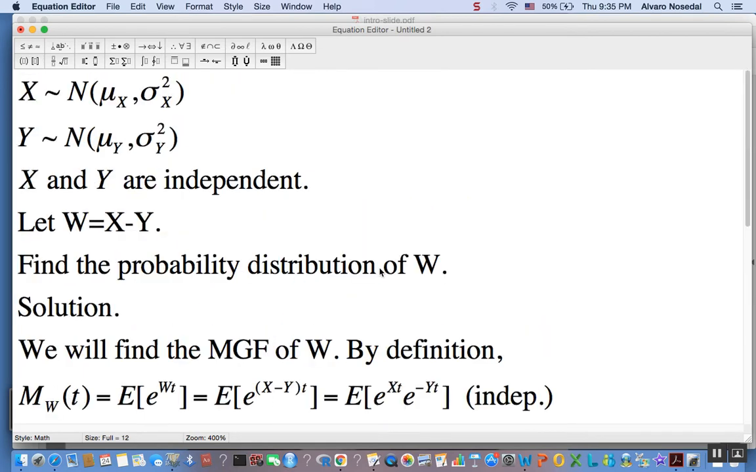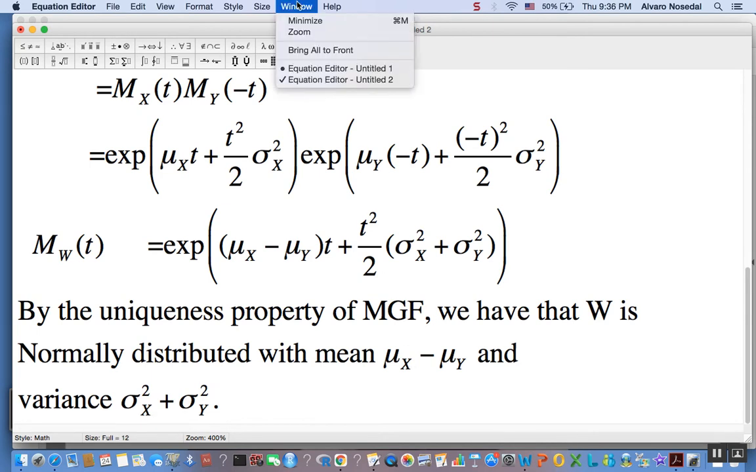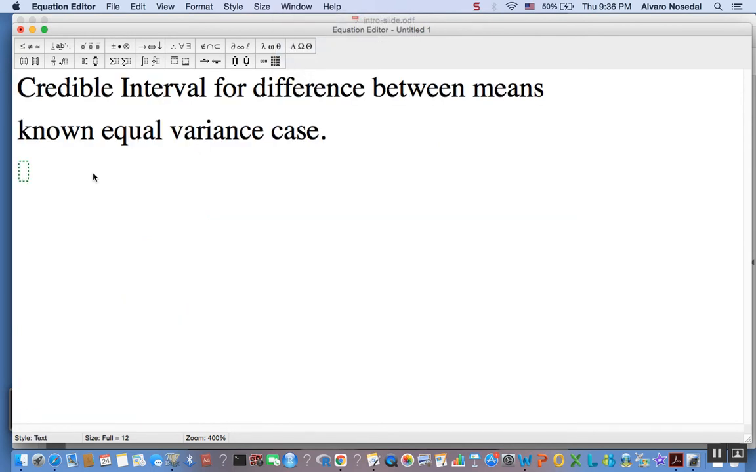So this is what I wanted to show. This is the result that is going to help us find that formula for the credible interval, that if you have two independent random variables with a normal distribution, then the difference has a normal distribution as well, and these will be the parameters. Okay, so now let's go back to our main problem.